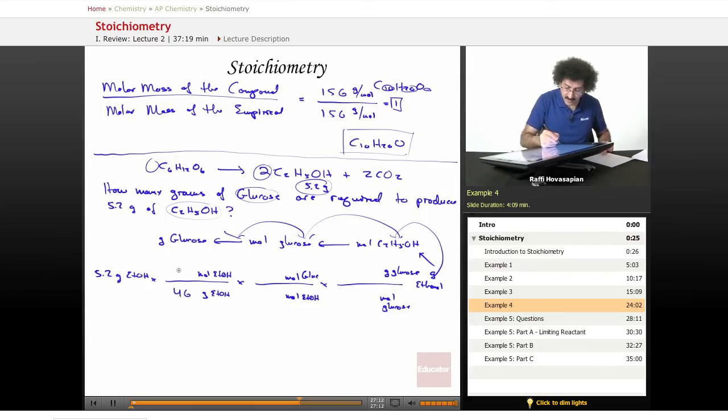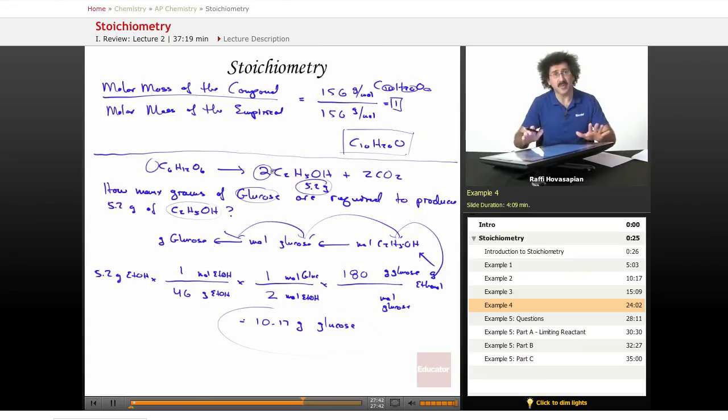Ethanol happens to be 46 grams per mole. The mole ratio: how many moles of ethanol to moles of glucose? Moles of ethanol, 2. Moles of glucose, 1. That's why you need a balanced equation. Glucose is 180 grams per mole. Therefore, my final answer is 10.17 grams of glucose. 10.17 grams of glucose will produce 5.2 grams of ethanol.